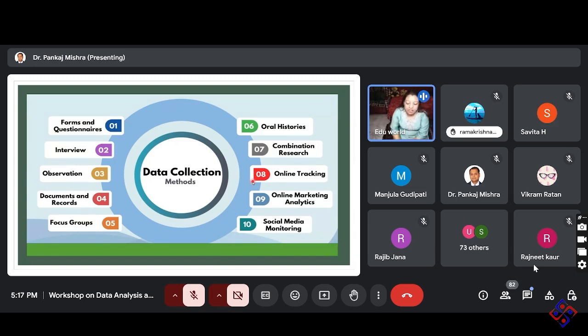Now the online marketing analytics. These are actually related to the commerce background. People from the commerce background do the marketing analysis based on the products and the services that are the pertinent issue in their study. So that is the online marketing analytics. And the social media monitoring also comes under the Facebook one.